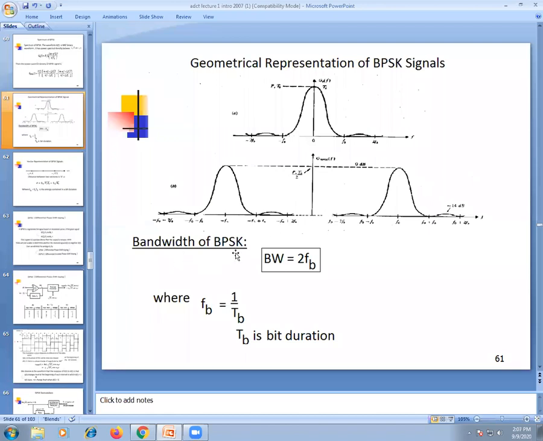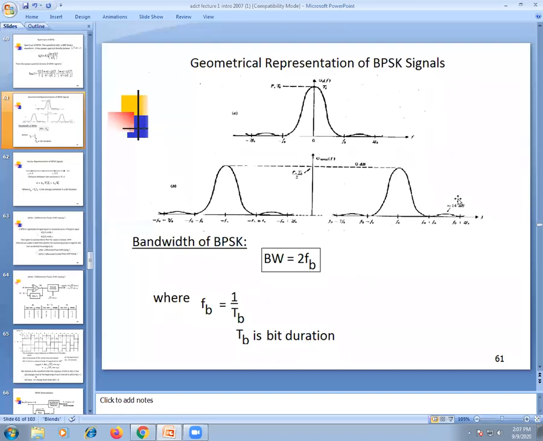Now the bandwidth of the BPSK signal is 2 into fb. This is important: what is the bandwidth of BPSK? 2 into fb. You know the bandwidth of AM. What is the bandwidth of AM? 2fm, where fm is the highest modulating frequency. Similarly, the bandwidth of BPSK is 2 into fb. What is fb? fb is the bit frequency, that is 1 by Tb, where Tb is the bit duration.